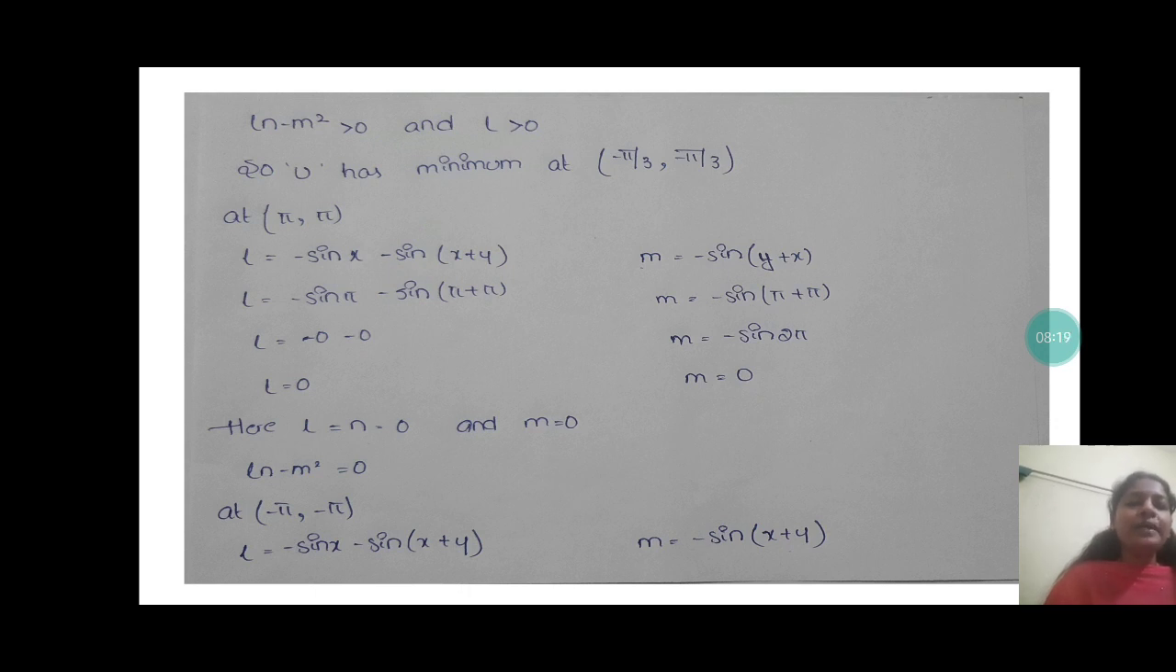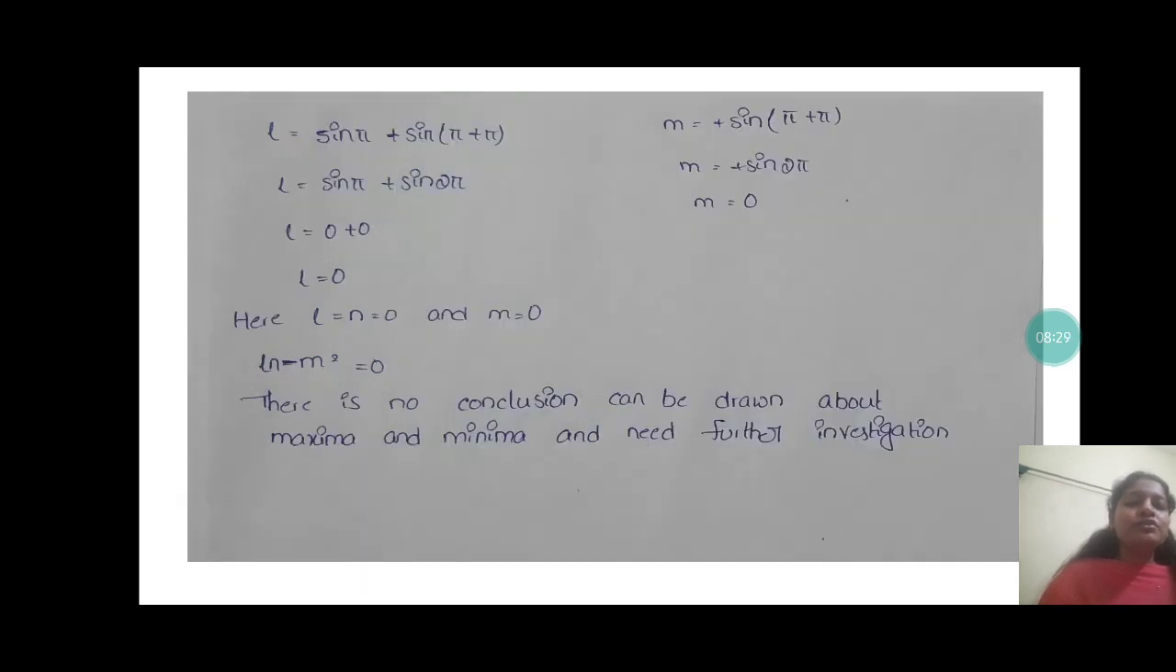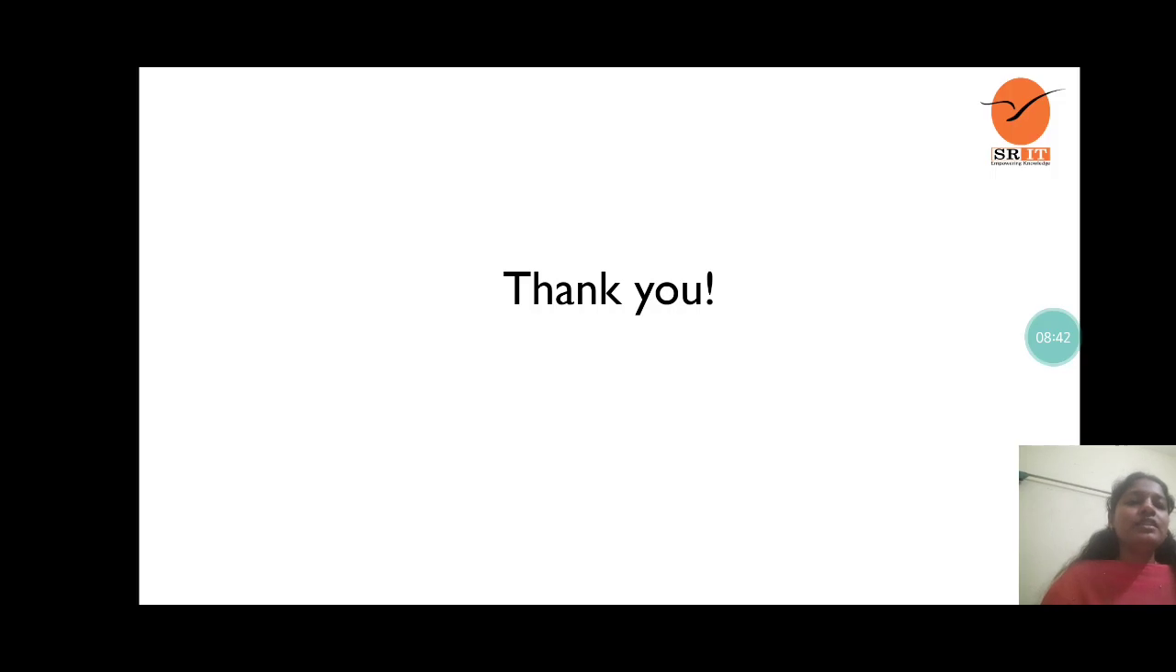At (pi, pi), we get the values L equal to 0, m equal to 0, and we substitute all these values in ln minus m square, which is equal to 0. Finally we get ln minus m square equal to 0. For this, no conclusion can be drawn about maxima and minima, and we can get it through further investigation.